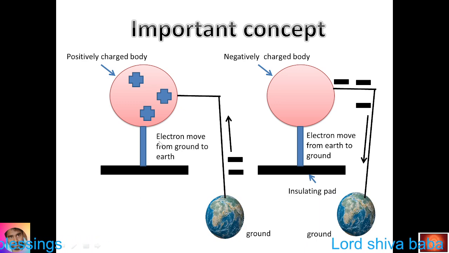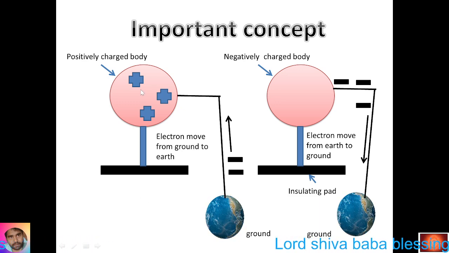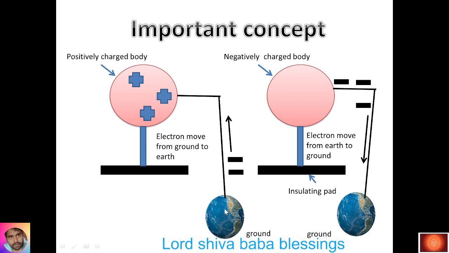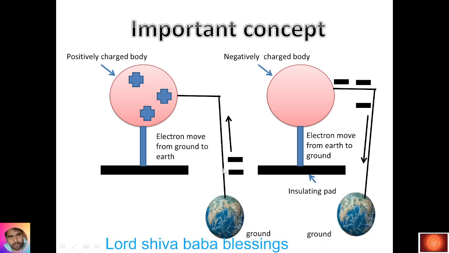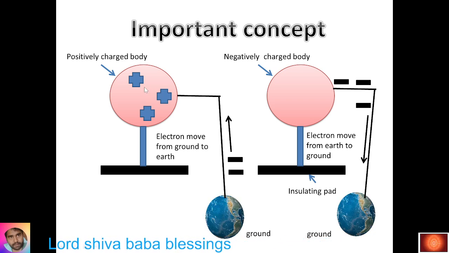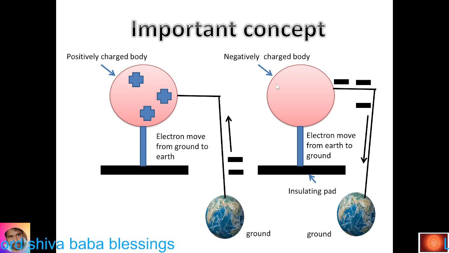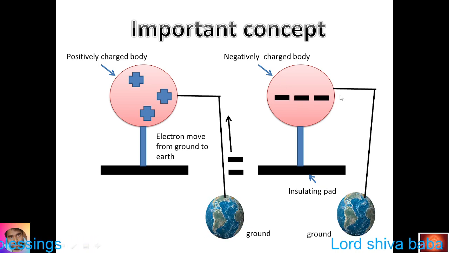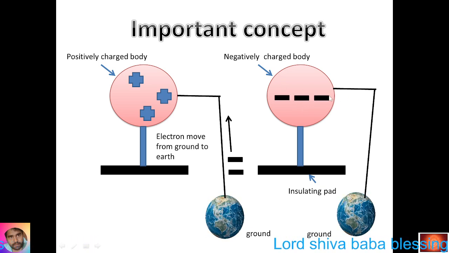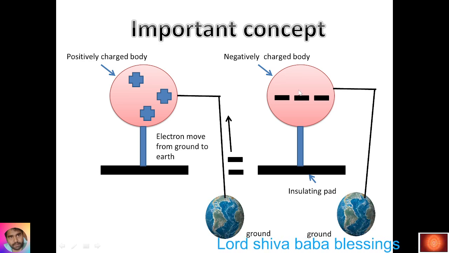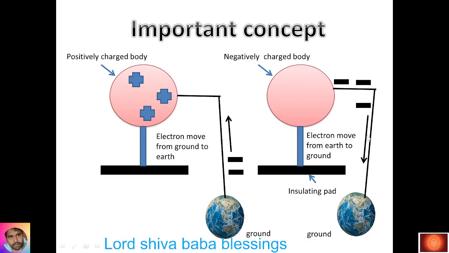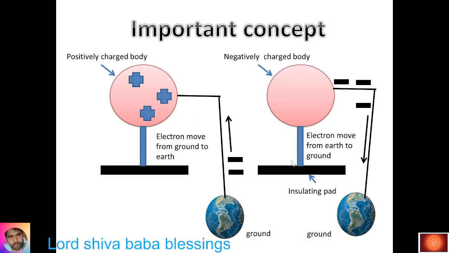Again I am repeating, if it is a positively charged metal sphere and you are connecting it to ground, the electrons or the negative charge move from earth to the metallic sphere, and if it is negatively charged, then the negative charges tend to move from the metallic sphere to the ground. So this is the main concept which you need to remember.